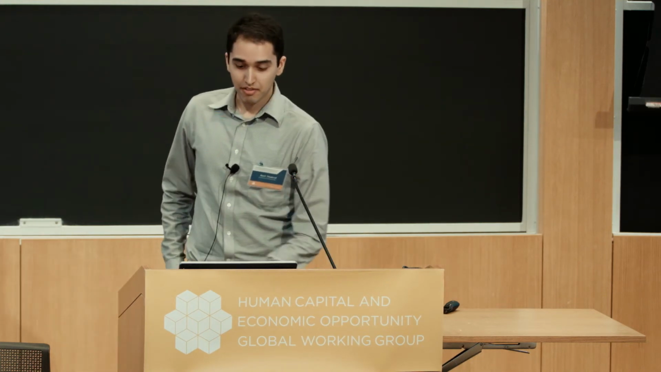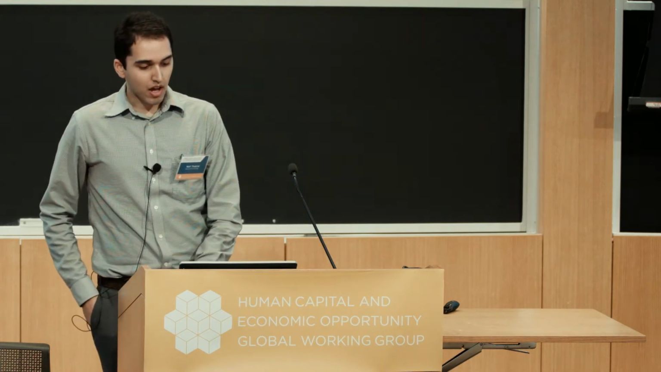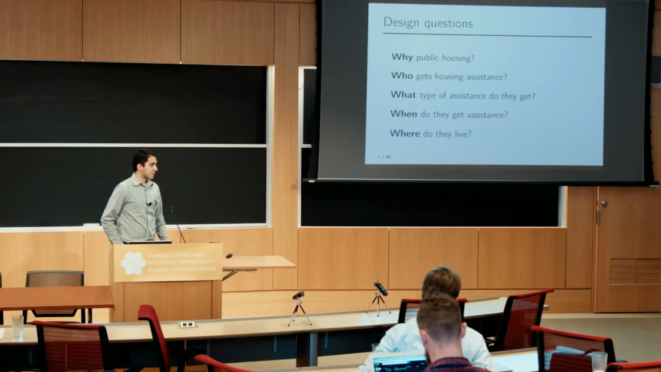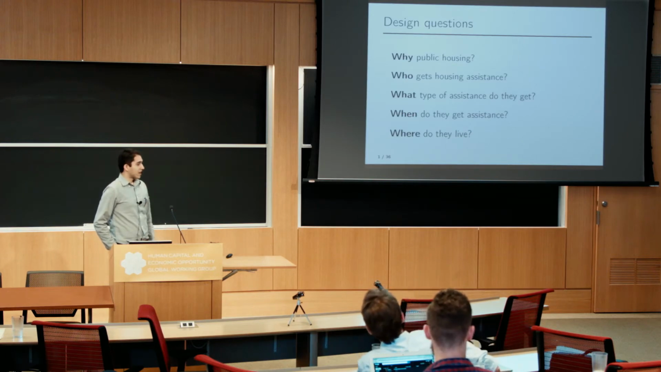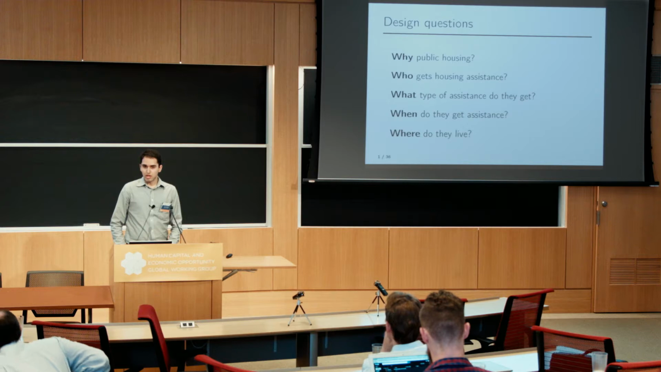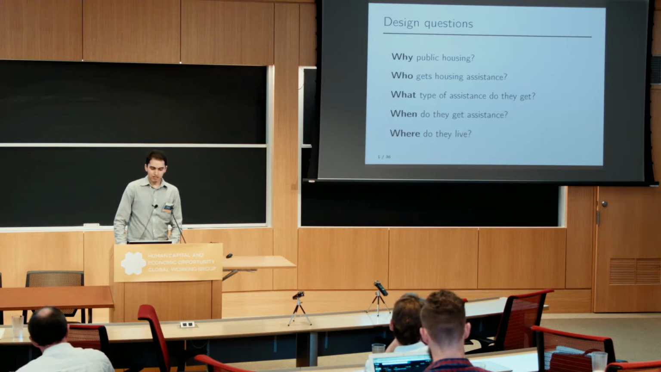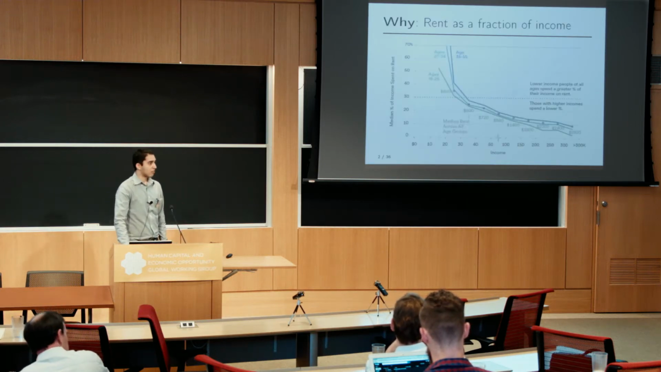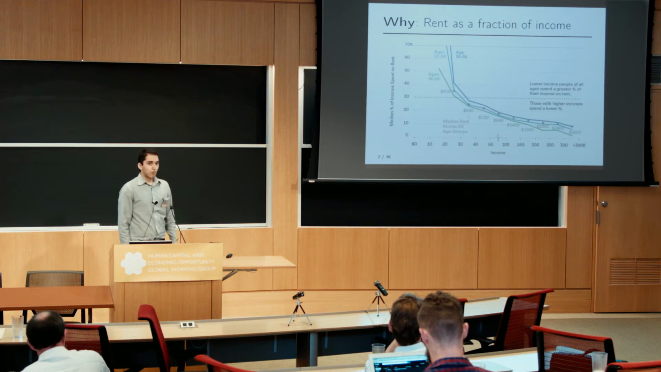I'm going to be talking about the design of public housing allocation. I wanted to start by putting up a few design questions, as I think of them, when it comes to low-income housing policy. I think Rob did an excellent job of motivating why we care about public housing, but I'm going to briefly comment on affordable housing.